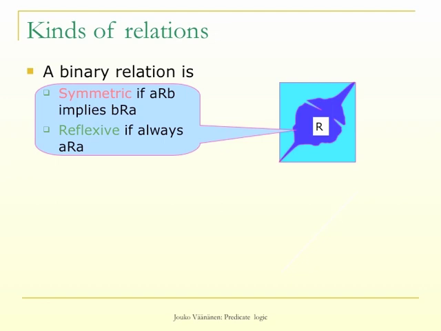R is reflexive if always ARA. Every element is in relation R with itself. In terms of the picture, it means that the relation contains the diagonal of the Cartesian product.